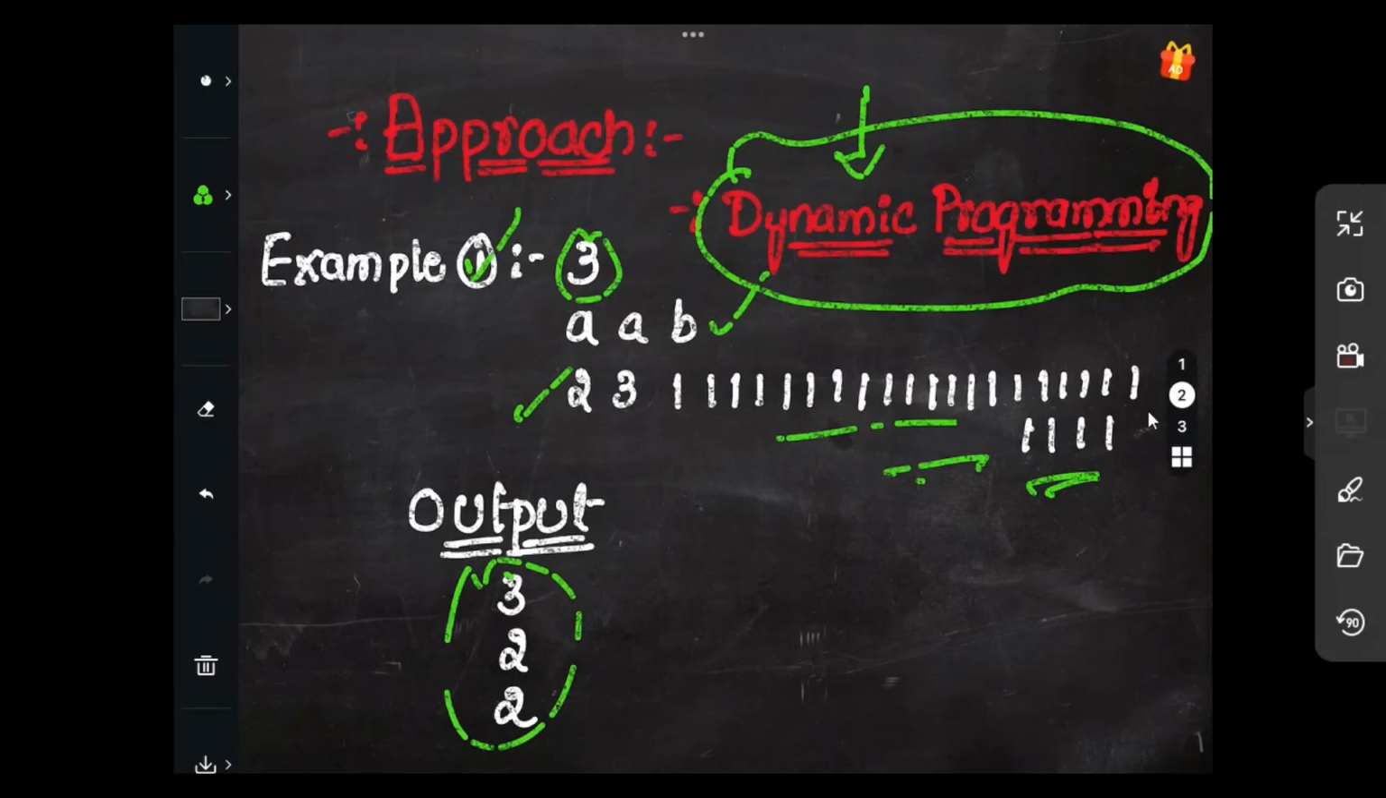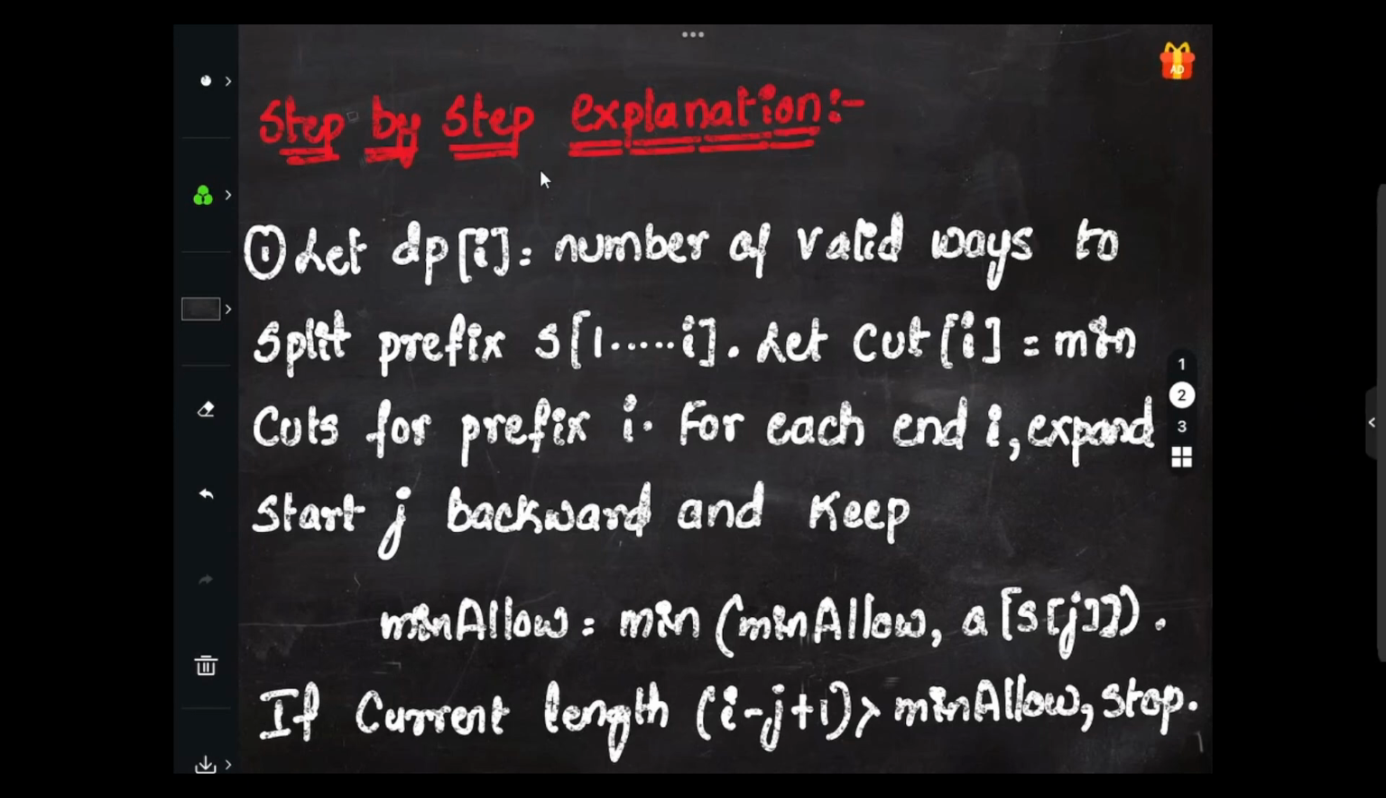So this is fine. Now, let's move on with the second part here. First, the iterated value of the DP, DP of I, is nothing but the number of valid ways to split the prefix, nothing but S of 1 to I. I have correctly mentioned here, right? So this is fine. Now let cut of I, accordingly with the question, be nothing but the minimum cuts for the prefix I, right?